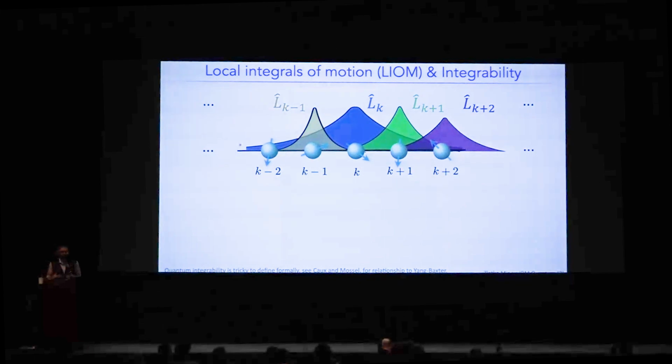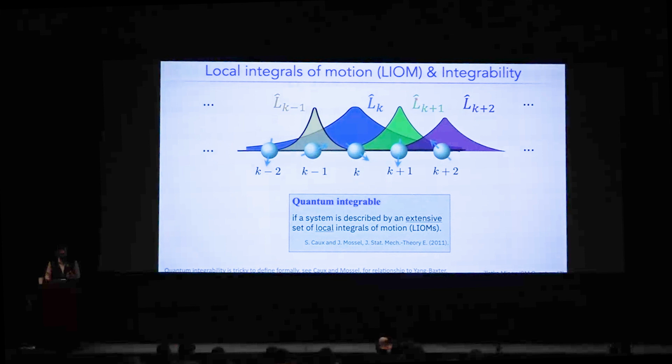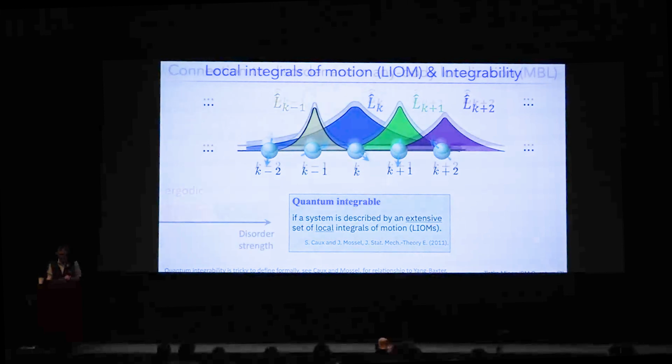Now, the system may hide more than one such LIOM, or local integral of motion. It may have many integrals of motion that are local. And in fact, if such a system is described by an extensive set of local integrals of motion, we can refer to the system as integrable, quantum integrable. There are some footnotes here because integrability in the quantum setting is a tricky thing to define.